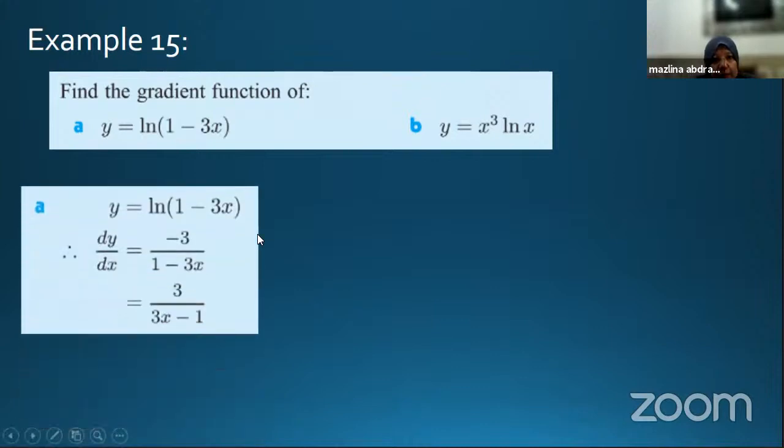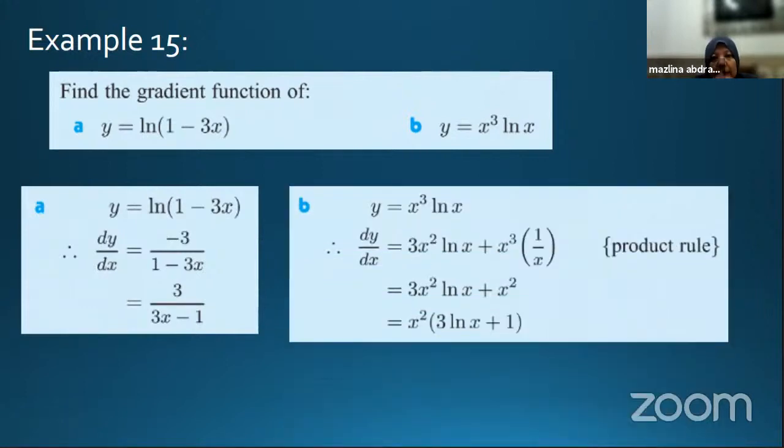So this is the first one just now. And then B is this. Using the product rule, x cubed ln x. So we use the product rule uv. So we have here 3x squared ln x plus x cubed times the derivative of ln x, which is 1 over x. So simplify, you get that. Okay. All right. Any problem, class?